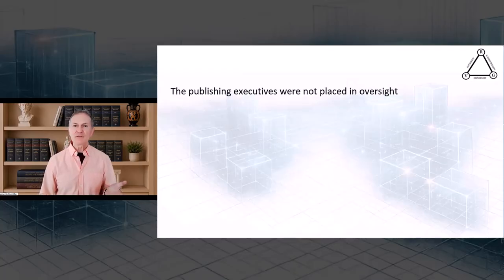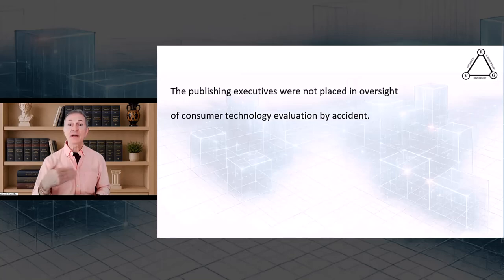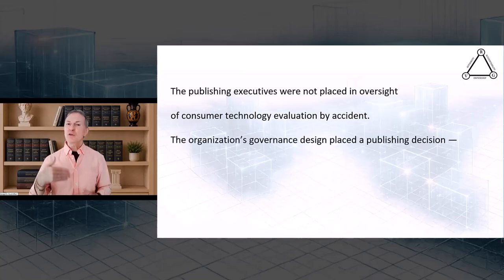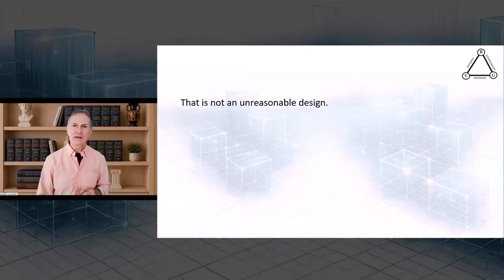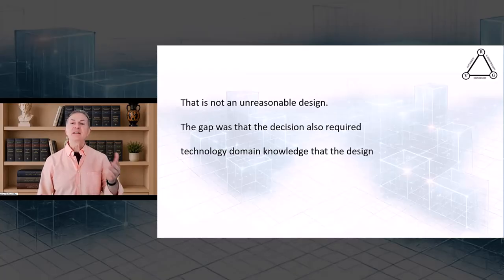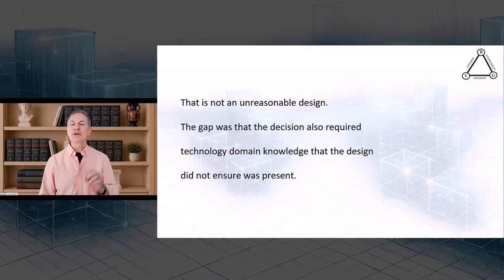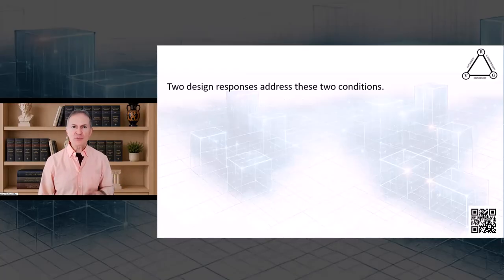The publishing executives were not placed in oversight of consumer technology evaluation by accident. The organization's governance design placed a publishing decision whether to invest in a reading device in the hands of publishing experts. That is not an unreasonable design. The gap was that the decision also required technology domain knowledge that the design did not ensure was present. Two design responses address these two conditions.